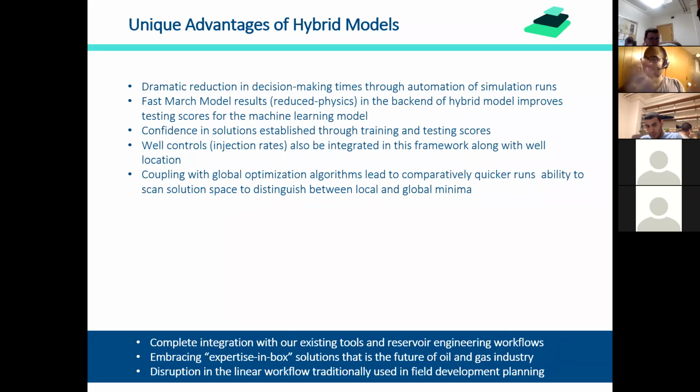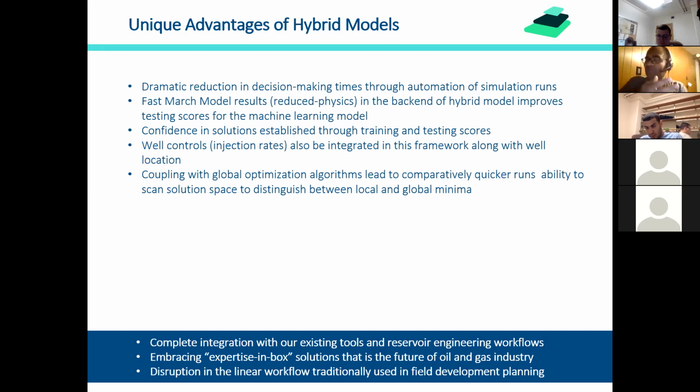All right, so just a summary of these hybrid models. Here, at least in this context, it helps dramatically reduce decision-making times through automation of simulation runs. And I would say the secret sauce here is nothing but the fast match model, which helps make these models more predictive in nature. If you were to do that only with random simulation runs, you wouldn't get these predictive models. And of course, you have much more confidence in solutions because you know the training scores, you know the testing scores coming out of these models.